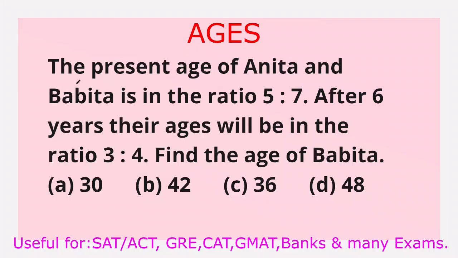Our question is, the present age of Anita and Babita is in the ratio 5:7. After 6 years, their ages will be in the ratio 3:4. Find the age of Babita. The given options are option A 30, option B 42, option C 36, option D 48.